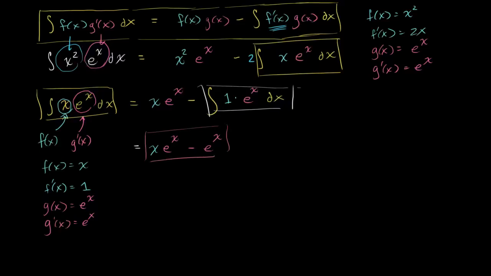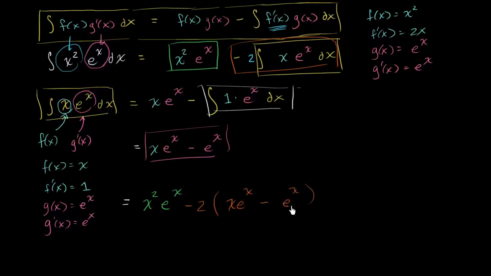So the antiderivative of our original expression, we're getting really close, is going to be equal to, and I'm going to use different colors so we can keep track of things, x squared times e to the x, minus 2 times all of this business. So minus 2 times this antiderivative we just figured out, x e to the x minus e to the x. And if we want, now is a good time to put our plus c.